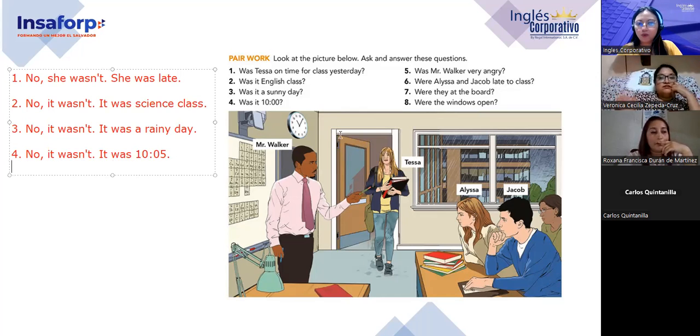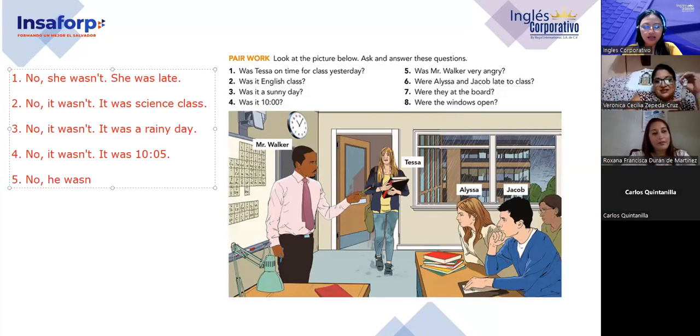Number 5. Was Mr. Walker very angry? Vean la intención de la pregunta. Very angry. No, he wasn't. I guess he's not angry. Para mí he's serious. He's serious. Es su cara ya, dicen. Así es su cara. Digamos que no, démosle el beneficio de la duda. No, he wasn't. Entonces, ¿qué pasaba? He was serious. Ayudémosle al Mr. Walker.